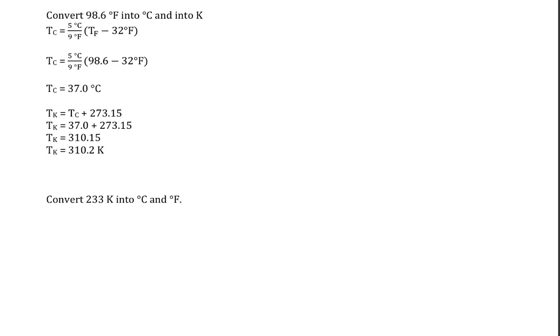To convert to Kelvin, we have the equation T_K equals T_C plus 273.15. So we have 37.0 plus 273.15. We get 310.15, but notice 37.0 has only 1 decimal. So our 0.15, we round to 0.2. So we report 310.2 Kelvin. Here's a problem for you to come back to later.